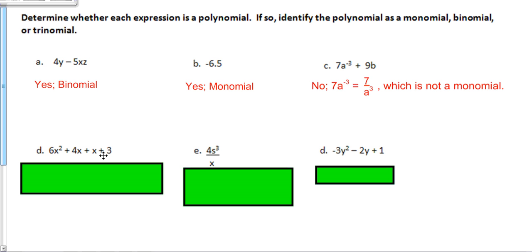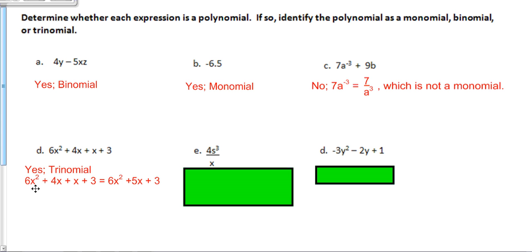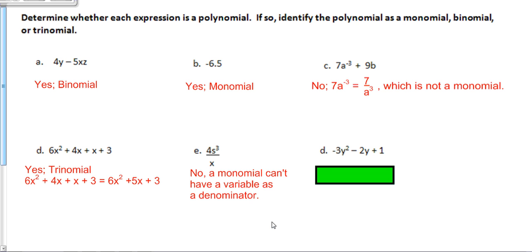D. Looks like I have four terms here that I would say, yep, this is a polynomial. It's not, because I can combine like terms. I have a positive 4x and a positive x. When I combine those, I would get a 5x. So essentially what will happen here is it'll go from four terms down to three terms. So yes, this is a polynomial, and it would be considered a trinomial. E, kind of similar to C. You have a variable in the denominator. This is not a polynomial because you have a variable in the denominator.